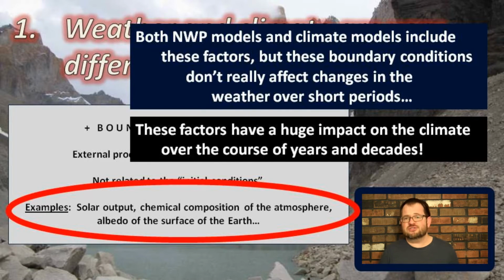Yeah, we include those factors in our numerical weather prediction models. We actually include things like measurements of how much radiation is coming from the sun, but for day-to-day weather, that has virtually nothing to do with it. On the other hand, these factors all have huge impacts over the course of years and decades. In a numerical model of climate, if we increased the amount of radiation from the sun by 2%, heck, we could probably get the oceans to boil.